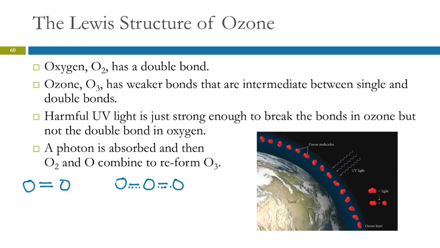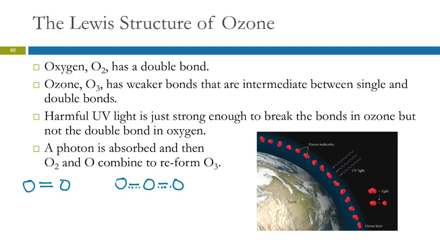What happens up in the outer parts of the atmosphere is ultraviolet light from the sun comes in, and there's an ozone layer up there. The ozone can absorb a lot of the UV radiation. And the reason it can do this is that the UV light is just energetic enough to break the bonds in the ozone, but not energetic enough to break the double bond in oxygen.